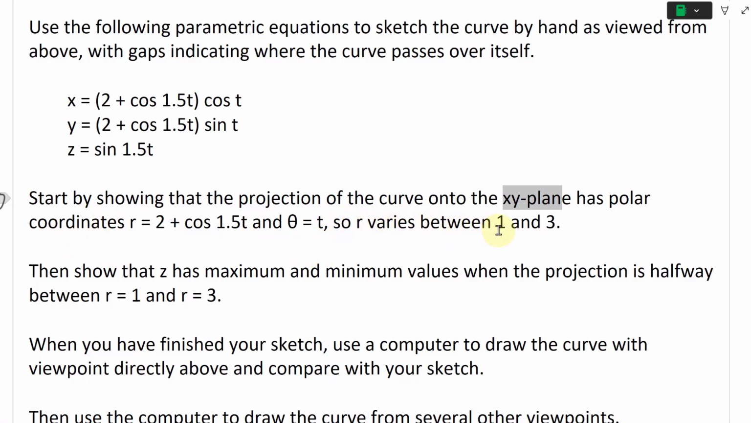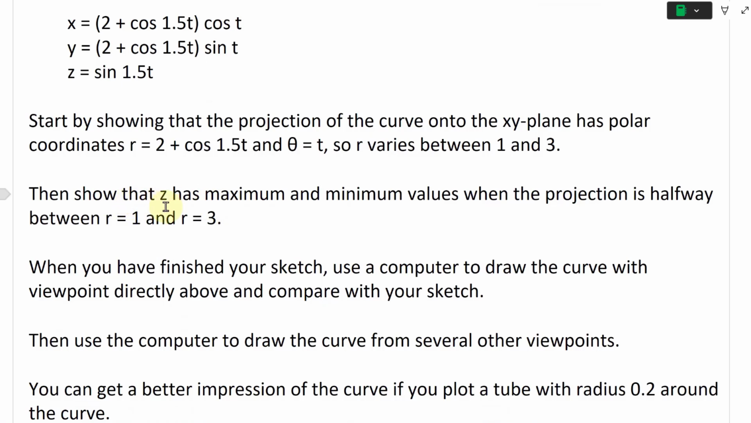So r varies between 1 and 3. And that's because right here, if these are the polar equations, r equals 2 plus cosine 1.5t. Cosine is always going to be between negative 1 and 1 as the minimum and maximum. So it's going to be between 2 plus 1, which is 3, or 2 minus 1, which is 1.